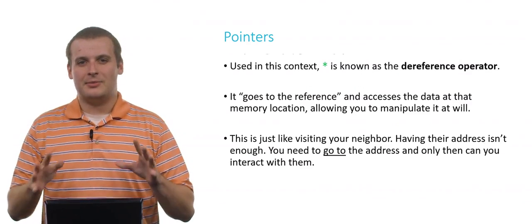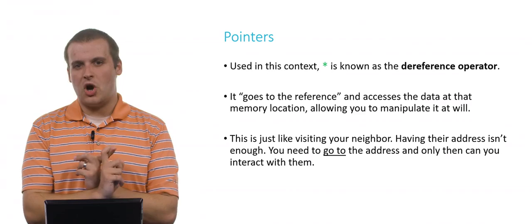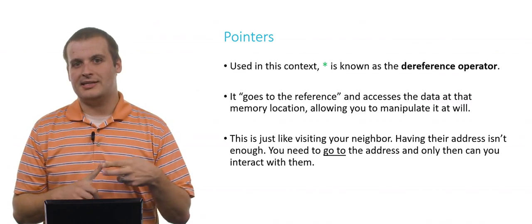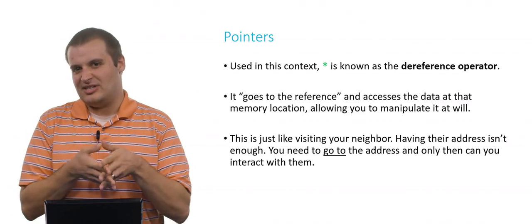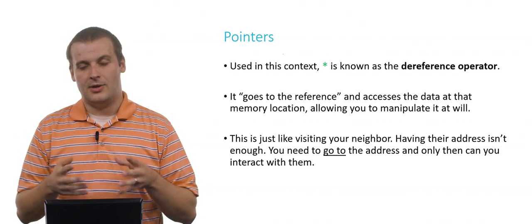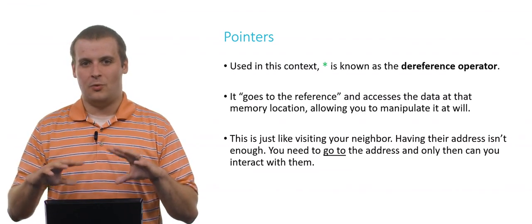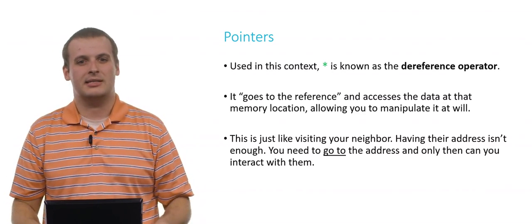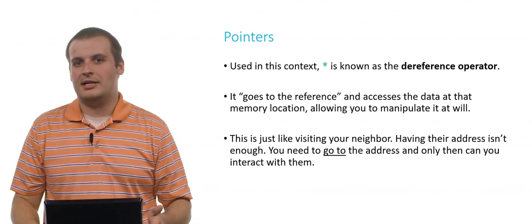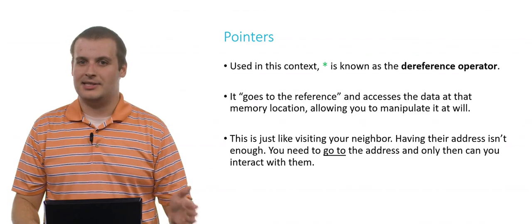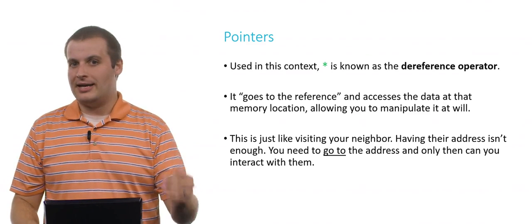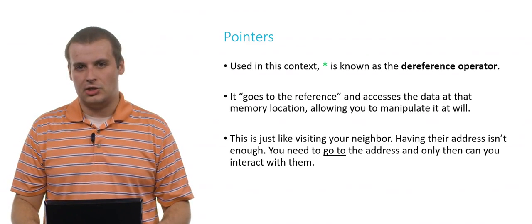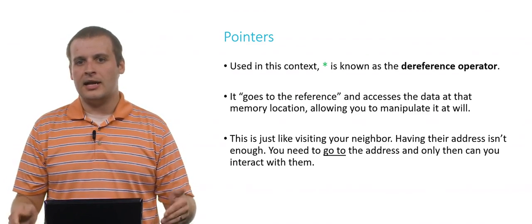So here we go again with some weird C stuff. We've seen star previously as being part of the data type, and now it's being used in a slightly different context to access the data at a location. I know it's a little confusing, and that's part of why pointers have this mythology around them of being so complex. It's kind of a syntax problem, honestly. Star is used in both contexts, as part of the type name, and we'll see something else too later, and right now as the dereference operator. So it goes to the reference. It accesses the data at the location of the pointer and allows you to manipulate it at will.